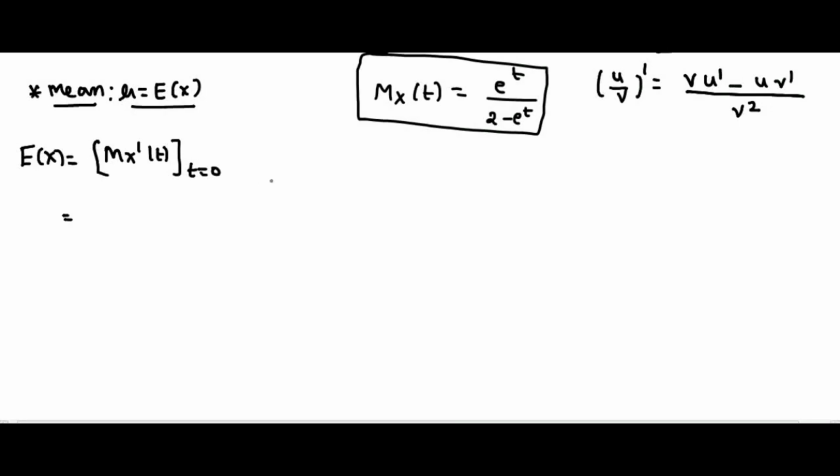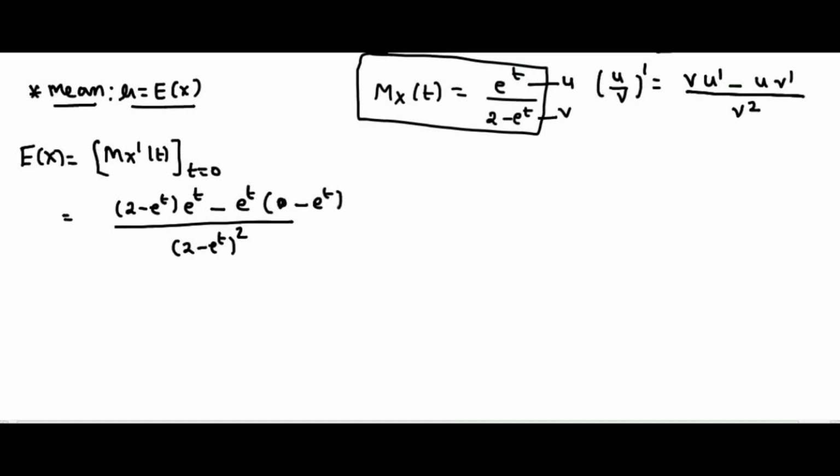Here I consider this as v. First we write v square. What is v? 2 minus e power t, whole square. We consider v as it is, 2 minus e power t. What is the differentiation of e power t? That is e power t. Minus, now you consider e power t as it is, that means u as it is. What is the differentiation of v? When you differentiate the constant 2 and e power t.